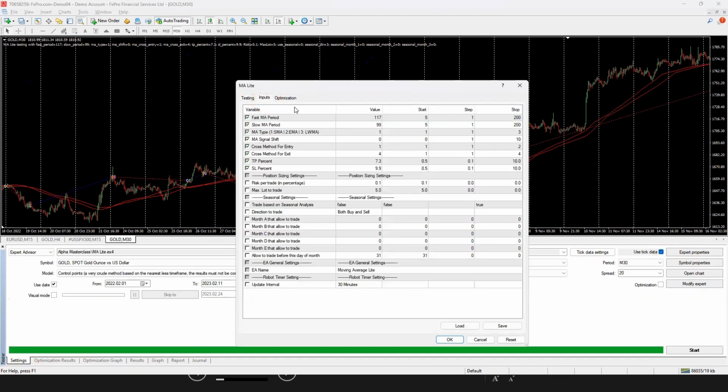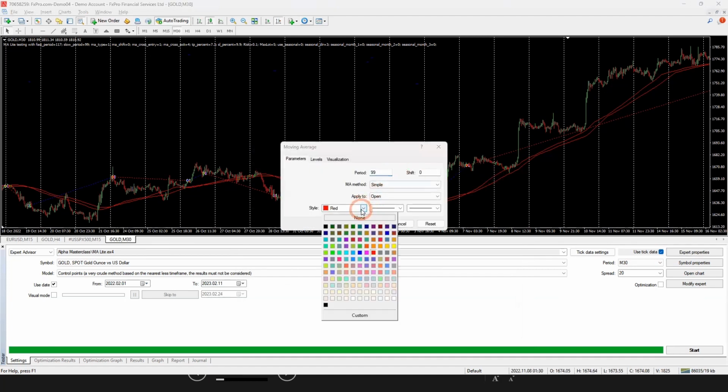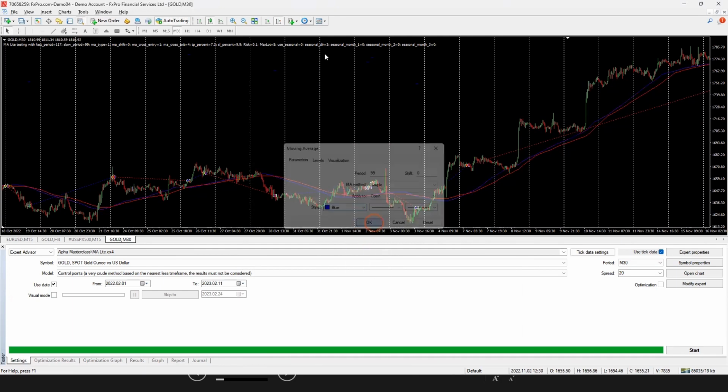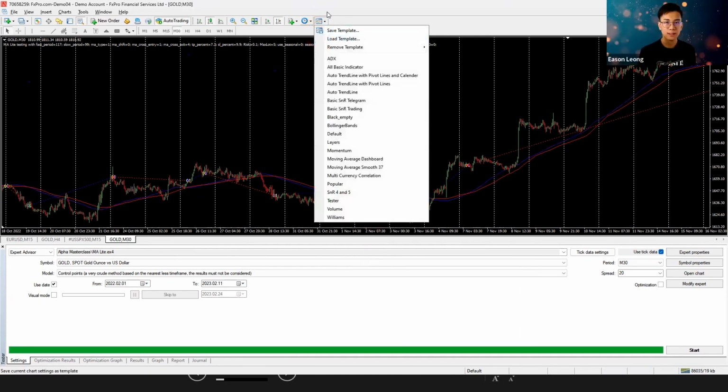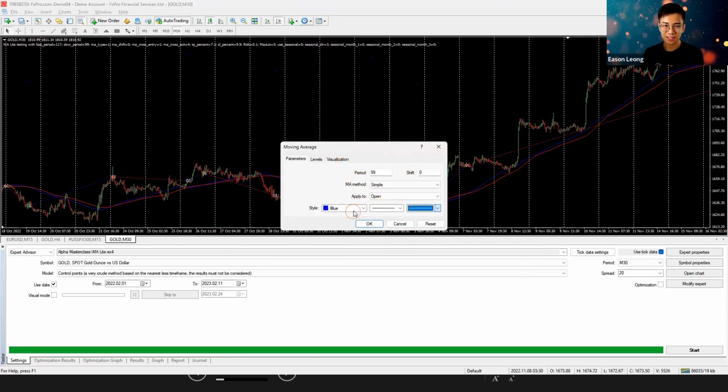If you look into the actual properties and inputs there, notice what is very special. Your fast moving average is 177. Your slow moving average is 99. And your cross entry method is 1, which is normal. What does this mean? It means your fast moving average is 177 and this is actually the slow one. The robot intentionally designed it this way because it found that this is the most profitable way. Let's put it to be this color.